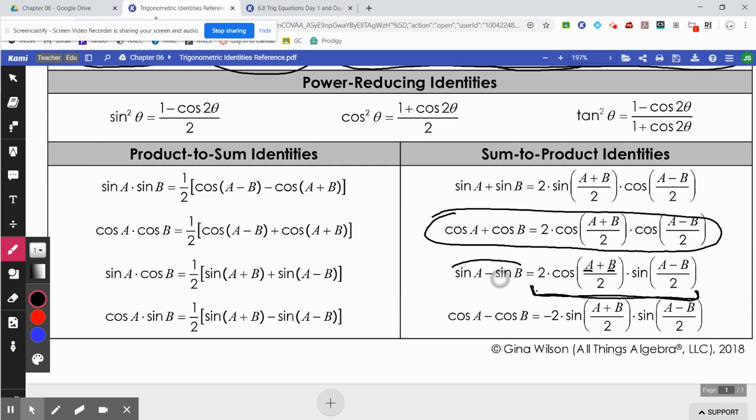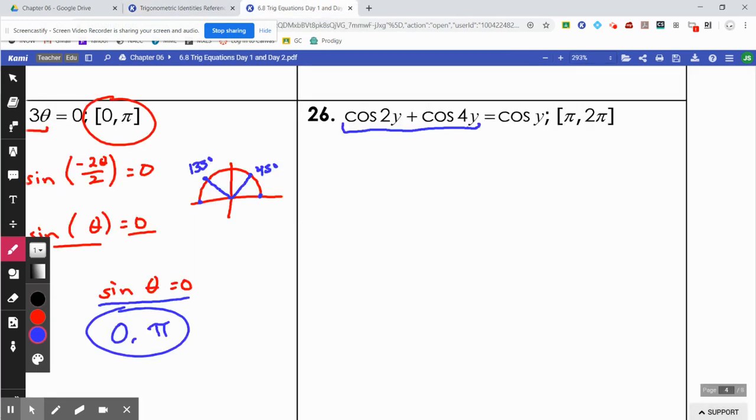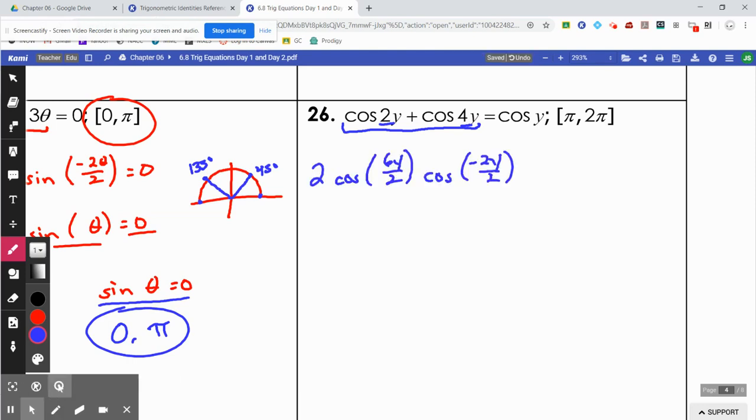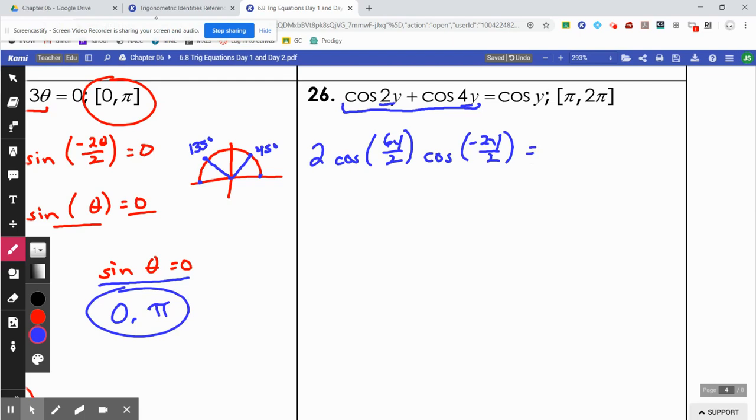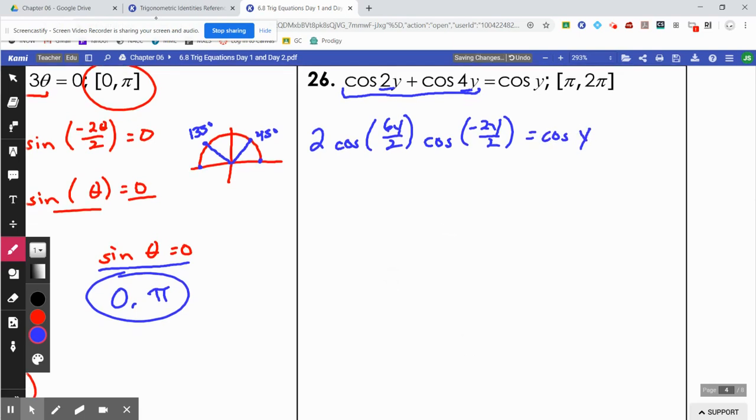sum to product identity. Let me erase that. Let's apply it. Our A value and our B value will be 2y and 4y. That's A, that's B. Let's plug all that stuff in and let's just see what happens. And there's what we get when we plug it in, and that's equal to the cosine of y. So that's going to be 2 cosine, when you reduce this, this will be 3y. The cosine of negative y is equal to the cosine of positive y.